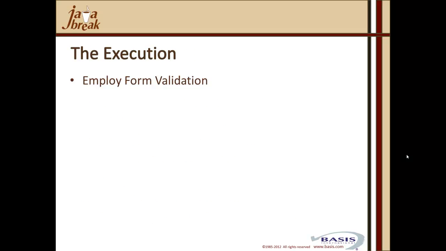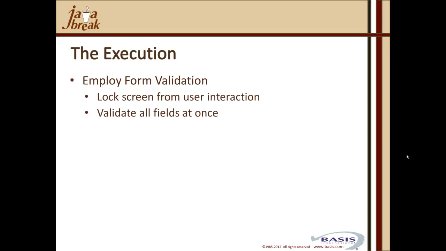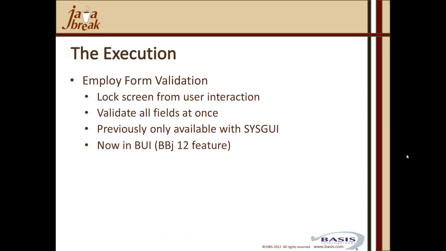So the first thing we wanted to do was take advantage of form validation. It's a feature that's been available in the sysGUI thin client deployment in BBJ for some time. That allows us to lock the screen from user interaction to make sure that no stray events get fired inadvertently, and any flickering doesn't happen on the screen. And we can then validate all the fields at once, thereby reducing the user's perception of a delay in the performance of the application. Previously, as I said, this was only available with our sysGUI. Now it's available in BUI. It's a BBJ 12 feature.